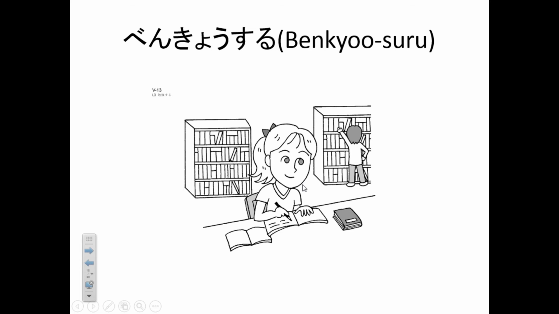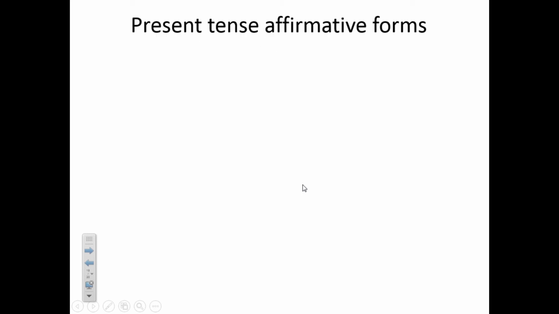And this is how to conjugate present tense affirmative forms. Each verb has different conjugations. Each one of the three: ru verbs, u verbs, irregular verbs. Let me explain them first. For example, ru verbs. Let's start with ru verbs because ru verb conjugations are always the easiest. Okay, for ru verbs like 食べる, you can just drop ru and add mas.